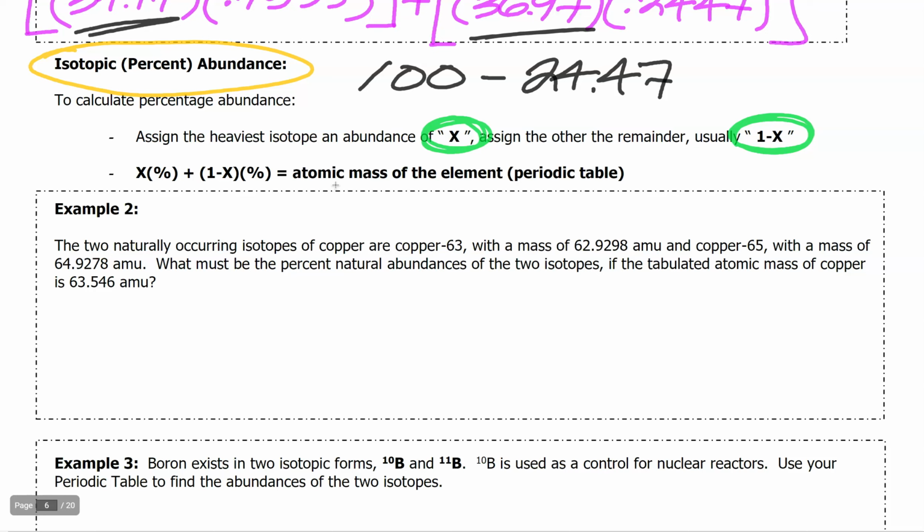And so it's basically going to be at the heavier value, and we're going to take that percentage plus the 1 minus x percentage, and it's going to give us what we need at the end. So let's run it through real quick so you can see it. So we've got copper 65, and copper 65 is going to weigh 64.9278. So I'm going to assign that value to x because it's heavier.